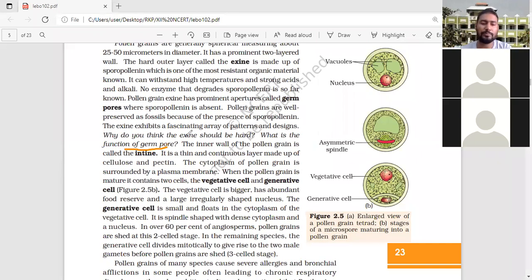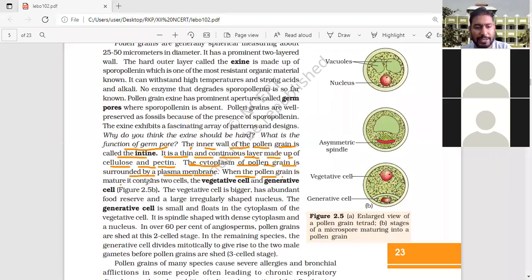Now look at the inner wall of the pollen grains. It is made up of the intine, a thin continuous layer made up of cellulose and pectin. The cytoplasm of the pollen grain is surrounded by a plasma membrane.